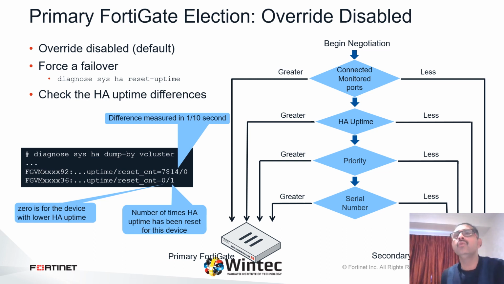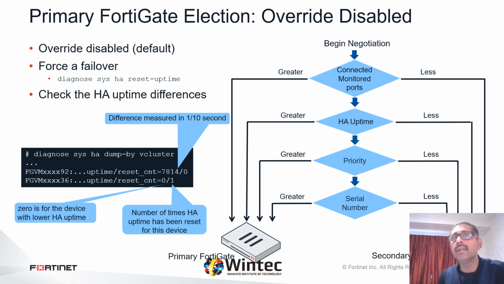If for any reason you need to change which device is the current primary, you can manually force a failover event. When the override setting is disabled, the easiest way of doing this is by running the CLI command diagnose sys ha reset-uptime on the primary FortiGate. You should remember that the reset uptime command resets the high availability uptime internally and does not affect the system uptime displayed on the dashboard of a FortiGate.